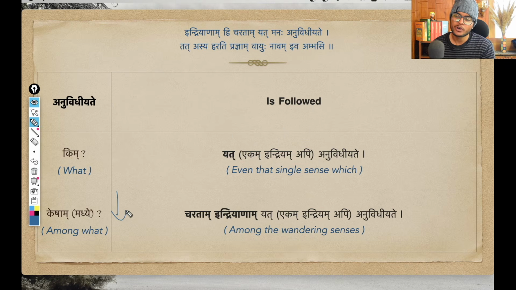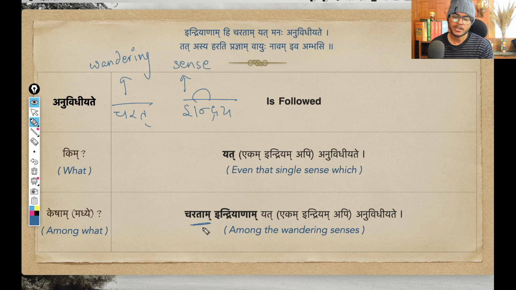Now if I move on, kesham? This ekam indriyam, this single sense you are talking about, kesham madhye sthitam? This particular indriyam that is being followed is being singled out from among what? So kesham, and now we have this indriyanam, along with the adjective: charatam indriyanam yat ekam indriyam api anuvidhiyate. Let us understand these words first. Charatam and indriyanam. Charatam is coming from the charat pratipadika, and indriyanam is of course coming from the indriya pratipadika. Indriya is a napumsaka linga pratipadika that means sense, our sense faculties.